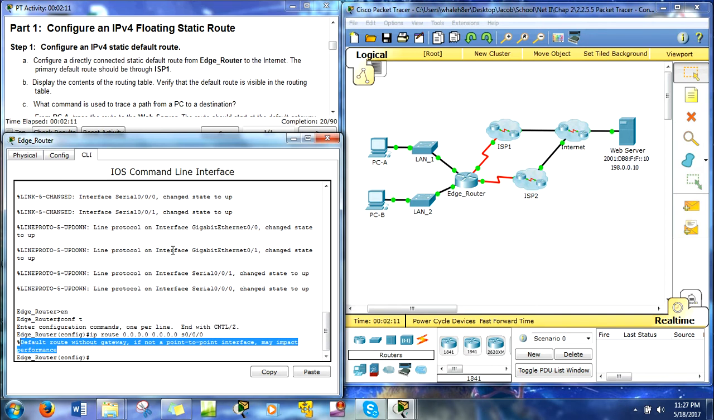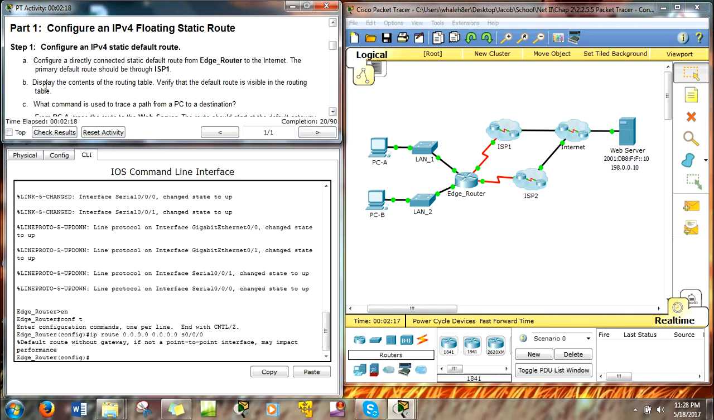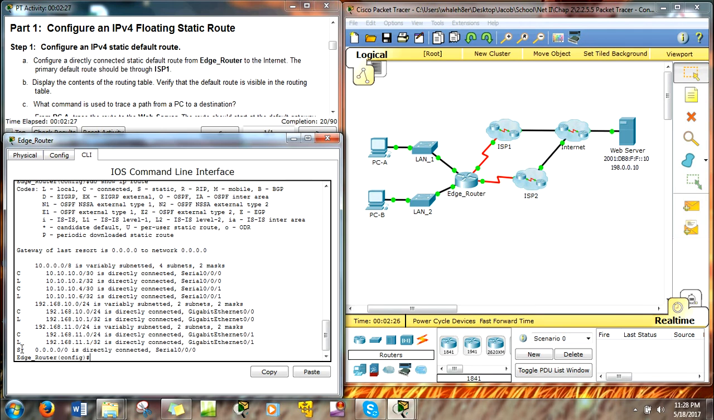It's going to give you a warning that the default route on a serial interface might cause some performance delays. Who cares? This is just Packet Tracer. It's not real life. We got 20 points straight away. Cool. Display the contents of the routing table. We know how to do that. We're going to do a do show ip route. So look, we just did that one, right there.